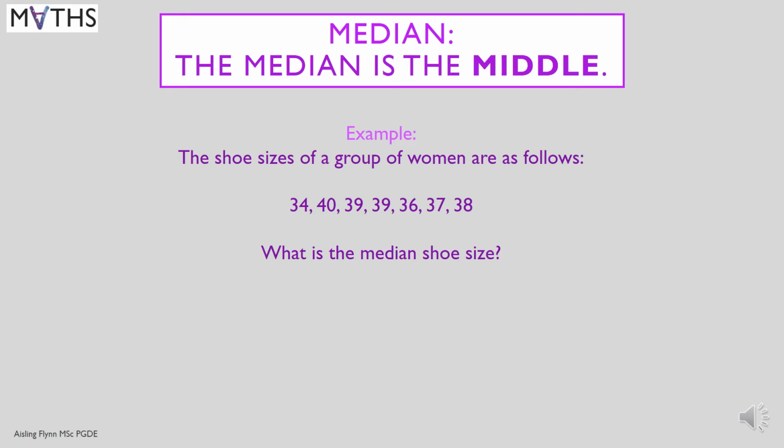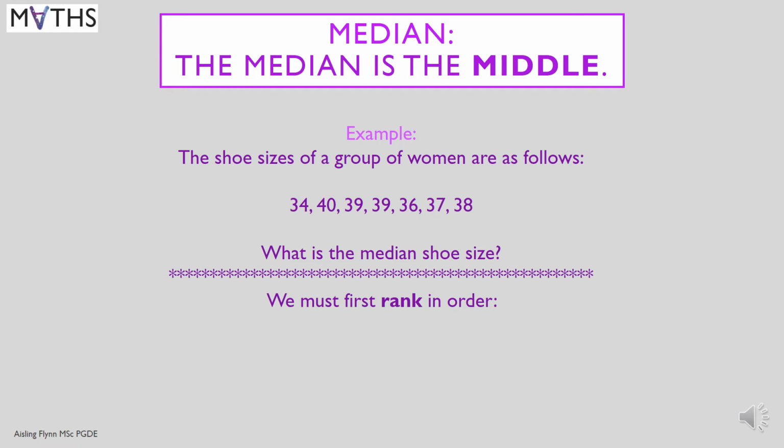So let's look at this. Here's our example. The shoe sizes of a group of women are as follows. They're listed there in no particular order. What is the median shoe size? Now we have a job to do first. We must first rank in order. Ranking means to rearrange the numbers, starting with the smallest and going to the largest. So you must do that first for median.